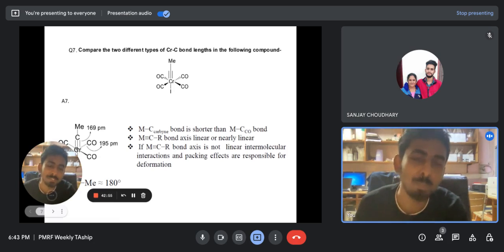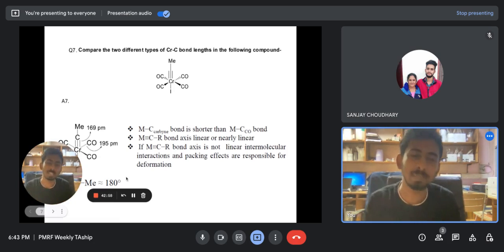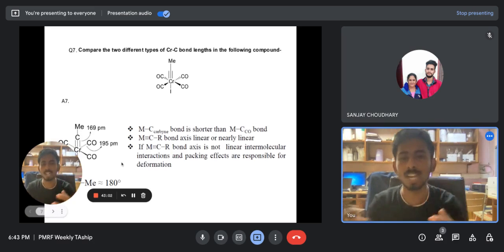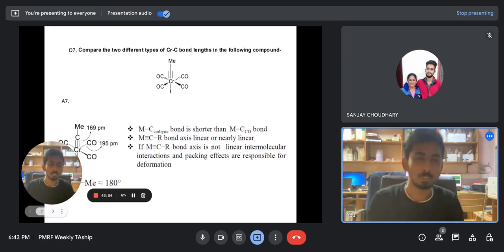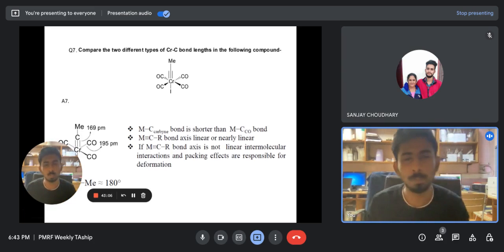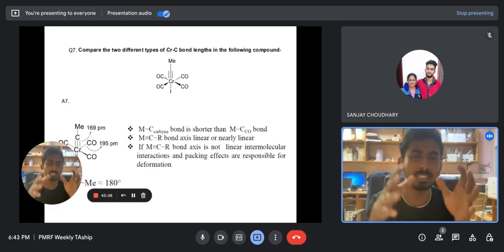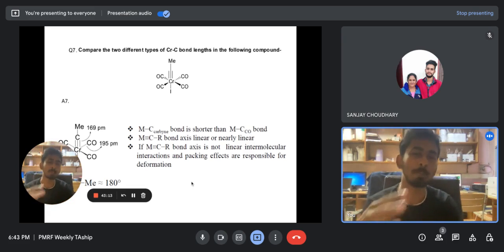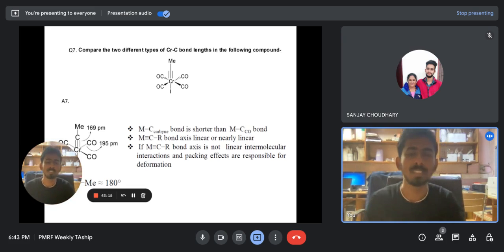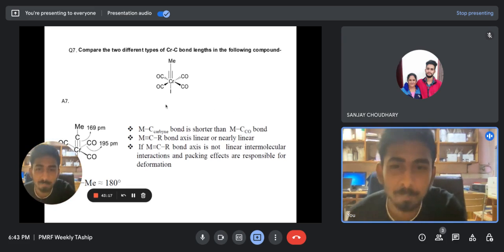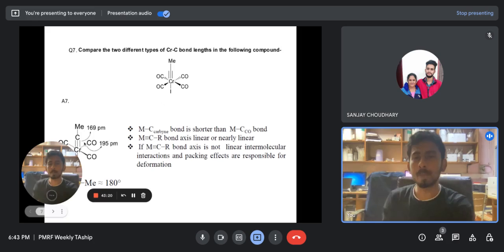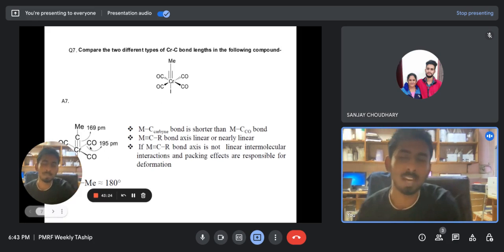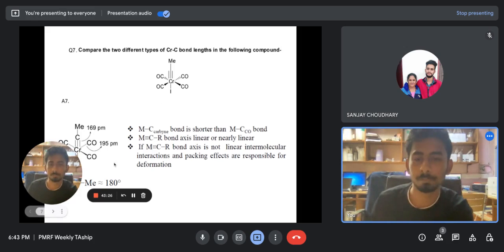So in this case, if you ever find such a carbyne system where the metal carbon carbyne bond is not linear, there will be two factors responsible. Firstly, the intermolecular interactions between the molecules, and the packing effects are also responsible in this case. So if we have a brief comparison, the chromium carbyne bond length is less than that of the chromium carbonyl bond.